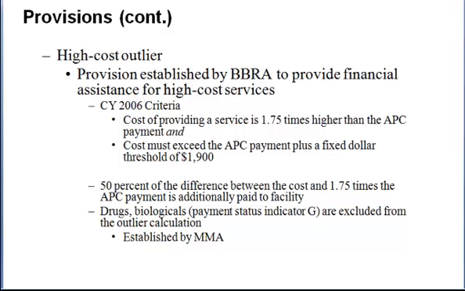The high-cost outlier provision is intended to provide financial assistance for unusually high-cost services. The equations for case qualification and additional payment levels are adjusted each year. Medicare limits the percent of total payments that can be attributed to an outlier payment to 2%.